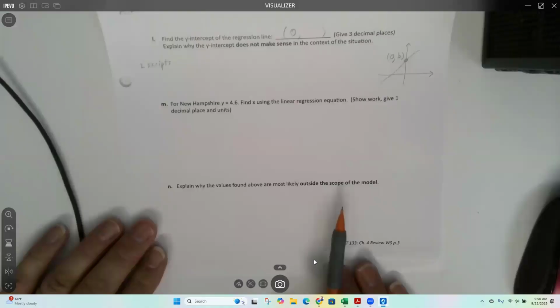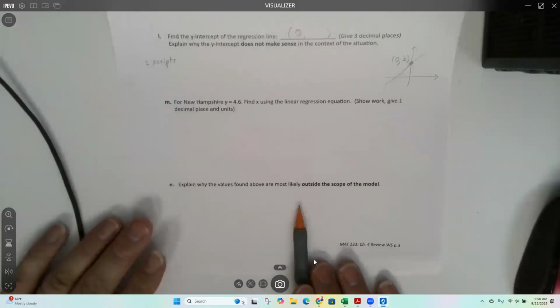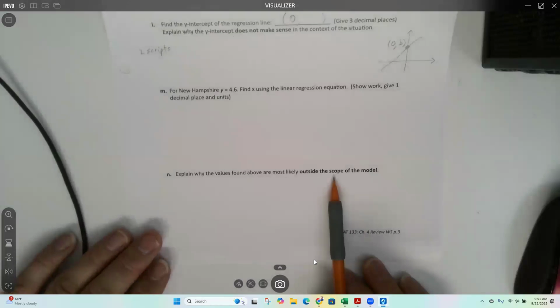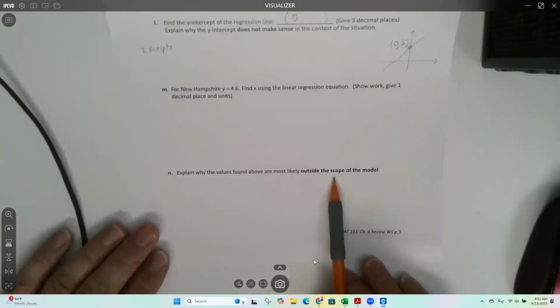So the other reason why 0 often doesn't make sense is because a linear regression is fine for data in a certain range. Specifically, we call it the scope of the model.